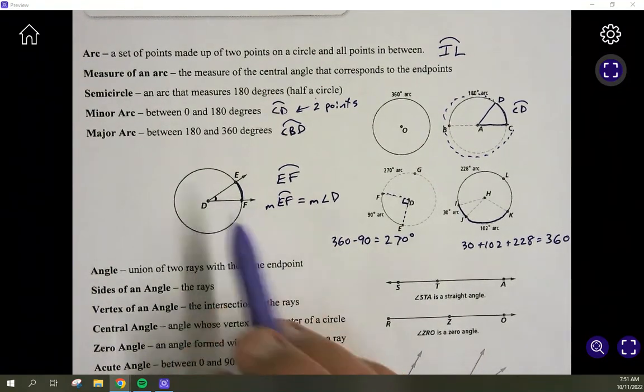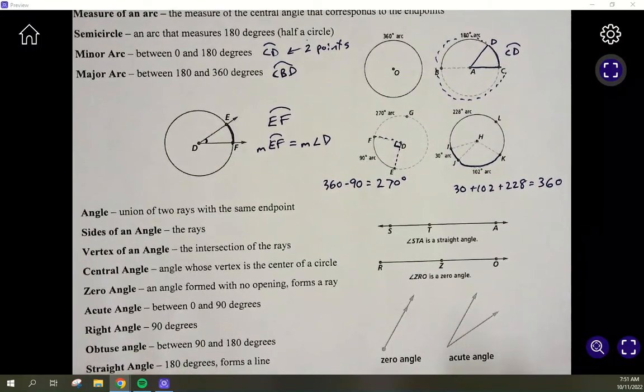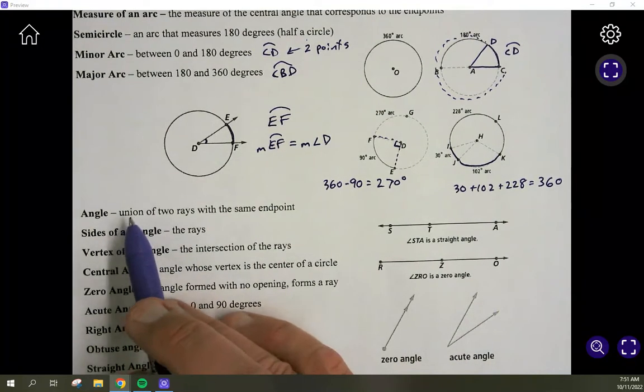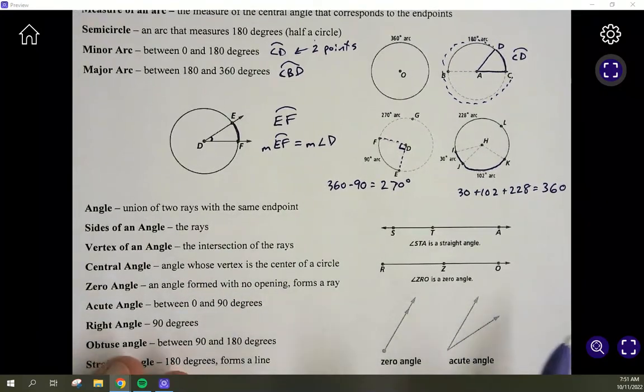Okay, so we started talking about angles. We're going to talk about how we name them and then specific types of angles here as we just get started in chapter 3. So first of all, we know what angles are. We've talked about them. But how do we define them? We're going to use this word union, which we know is the combination of both sets.